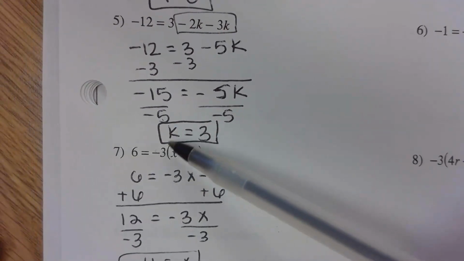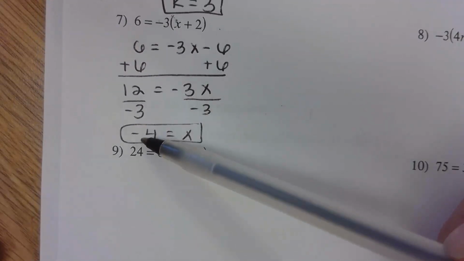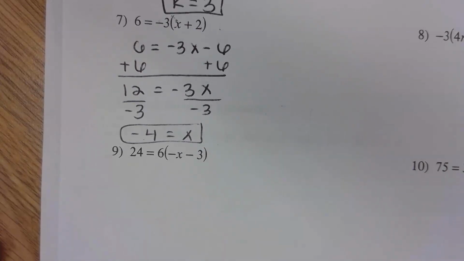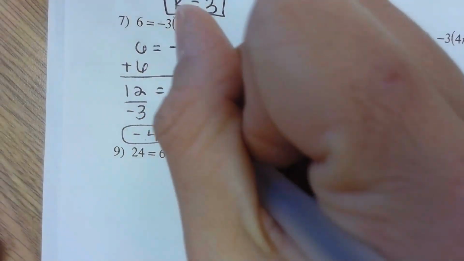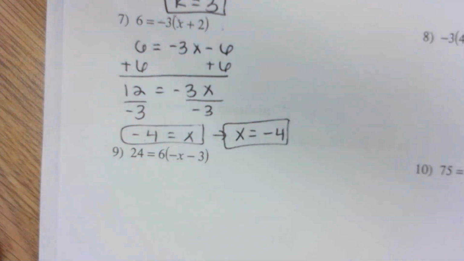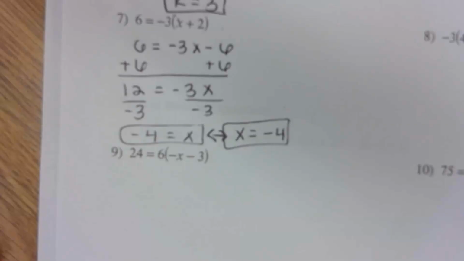What you'll notice is sometimes I have the variable on the left equal to a number on the right. You can also have a number equal the variable. The symmetric property of algebra says it doesn't matter which order you write it. -4 equals x is the same as x equals -4. These are the same.